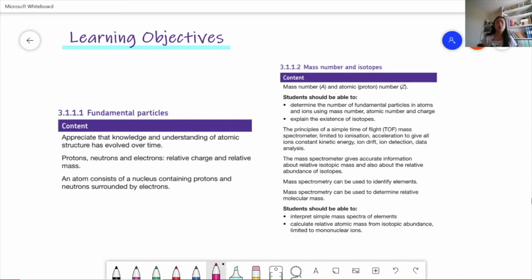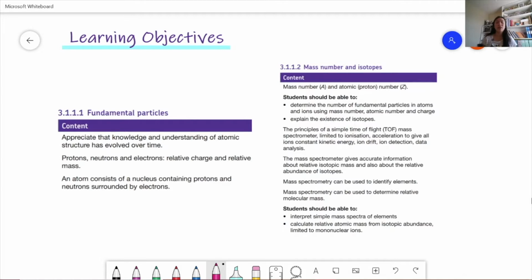We're then going to look at the topic of mass number and isotopes. So we're going to look at mass number and atomic number. So by the end, we should be able to determine the number of fundamental particles in atoms and ions using mass number, atomic number, and charge, and explain the existence of isotopes.